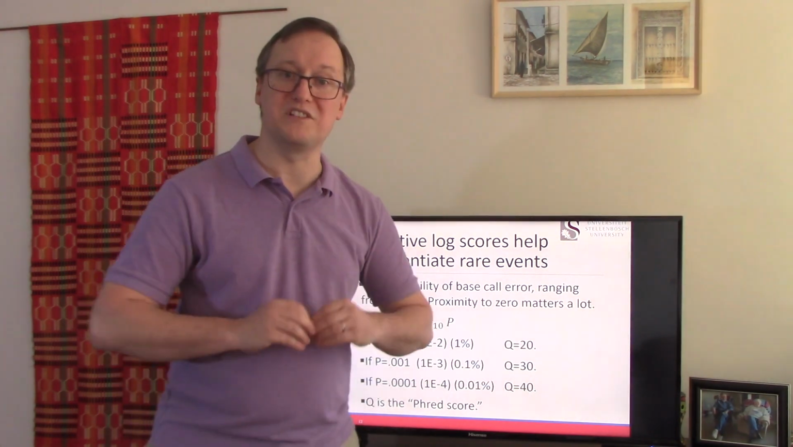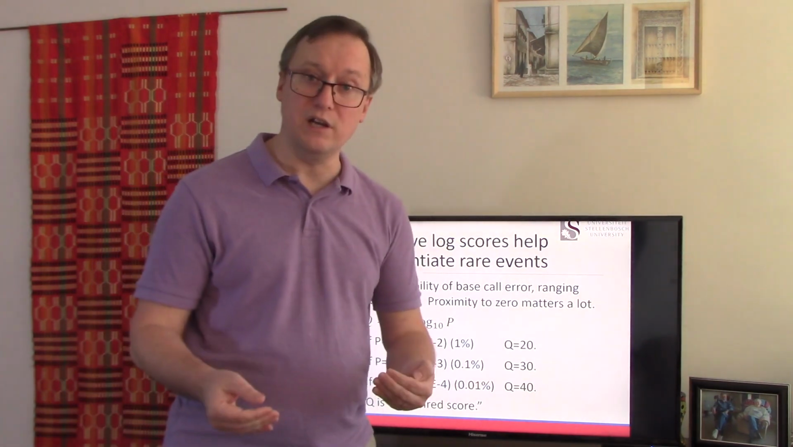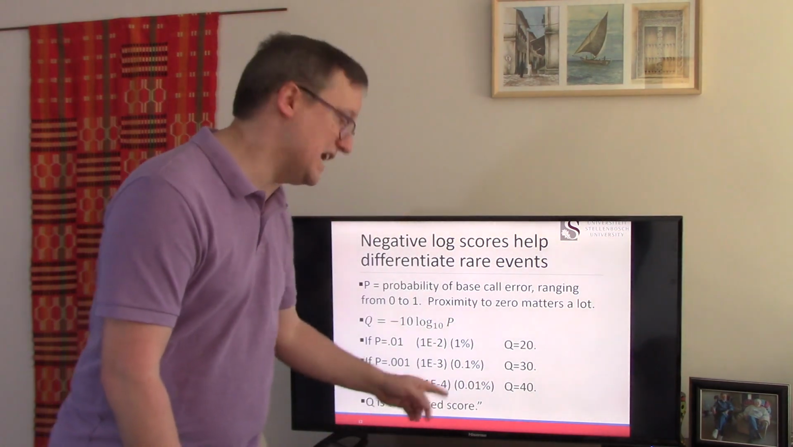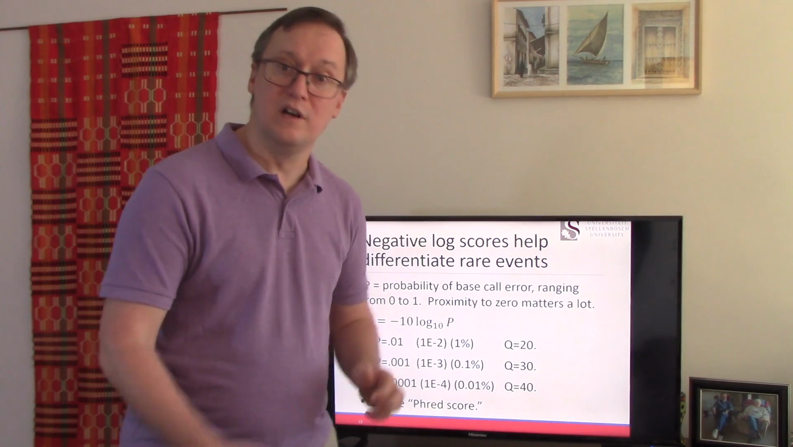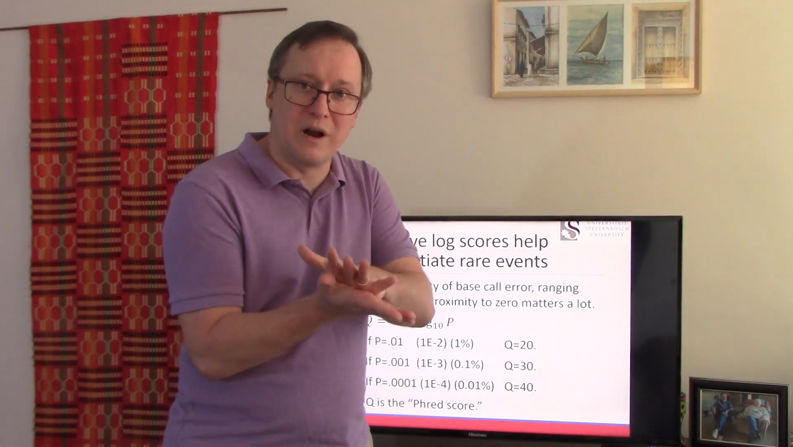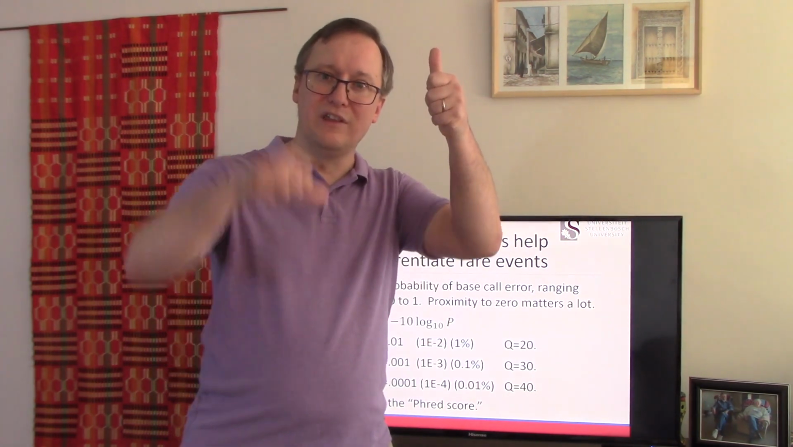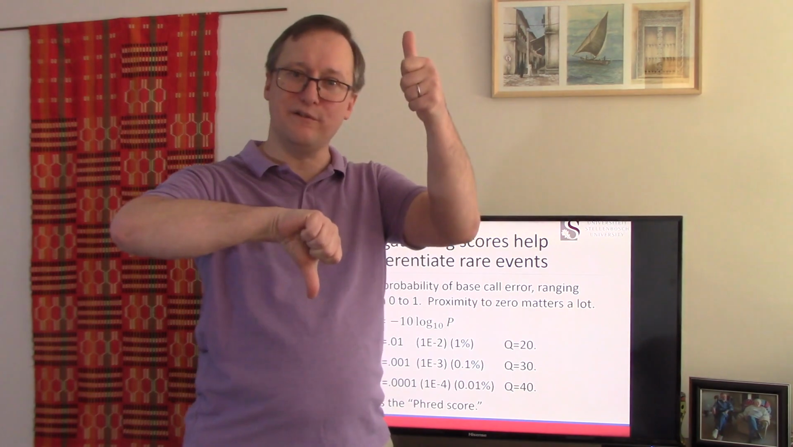30 represents a 1 in 1,000 chance of error. A Phred score of 40 is equal to a 1 in 10,000 chance of error. So as we see, the closer and closer we get to zero with our probability of error, the higher the Phred scores go. The lower the probability, the higher the Phred score.